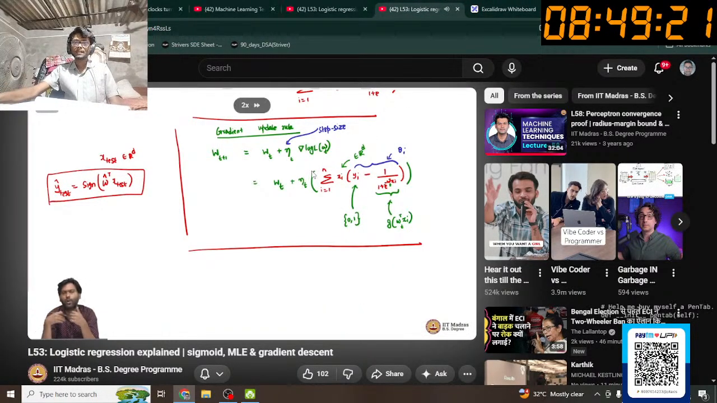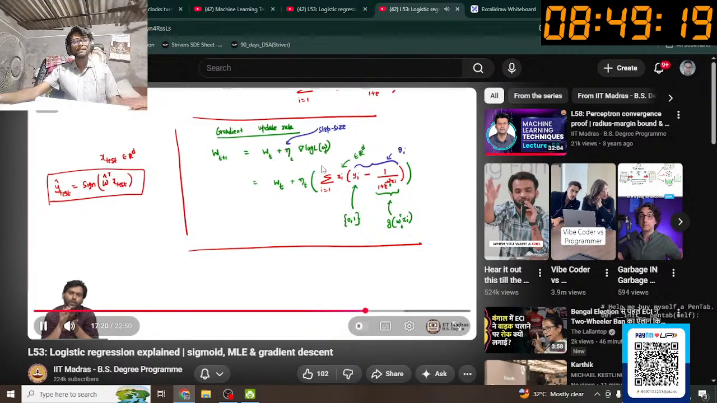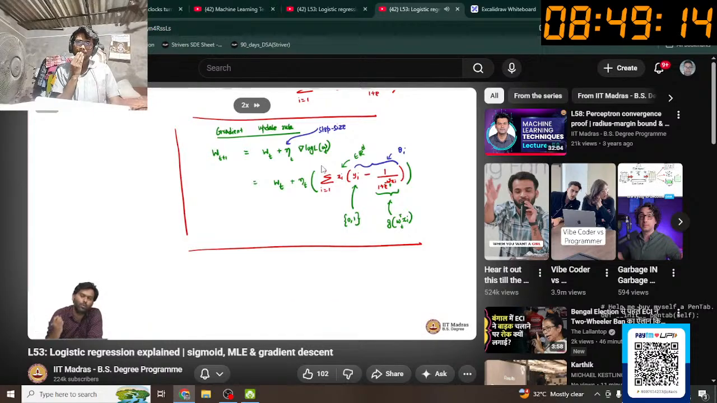But now, because this algorithm has probabilities implicitly embedded in it, you not only get a prediction, you also get a probability. After you get the W, you'll use the W and do the prediction, sign of W transpose Xi.